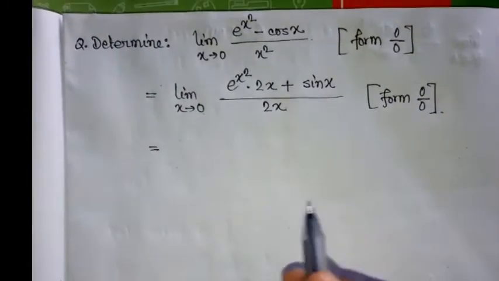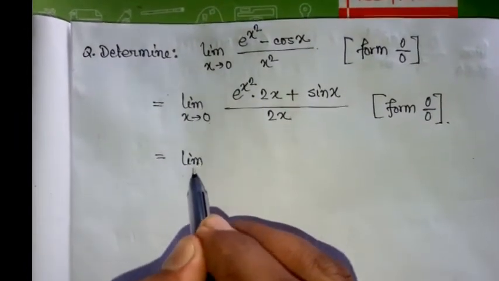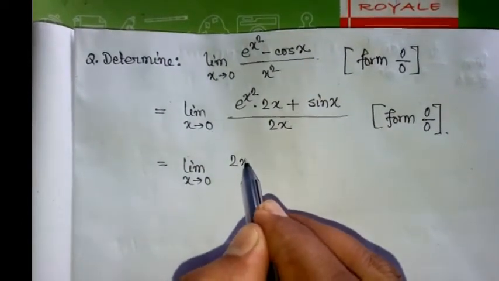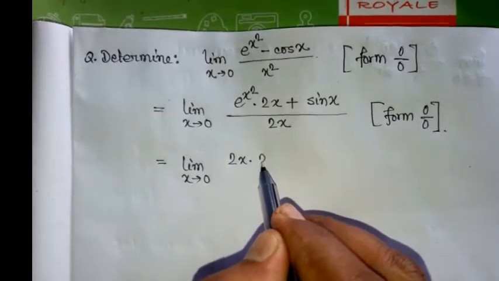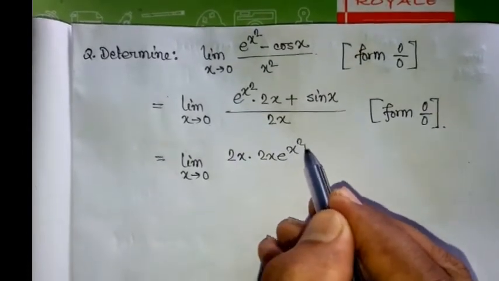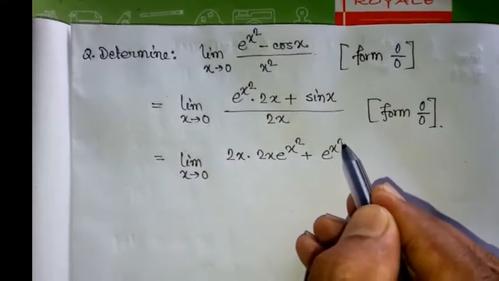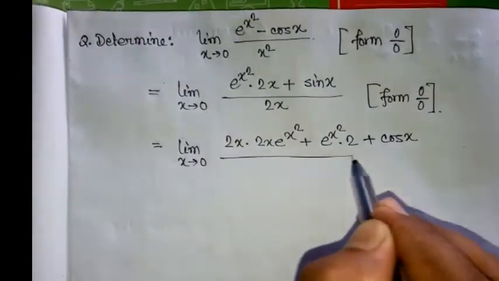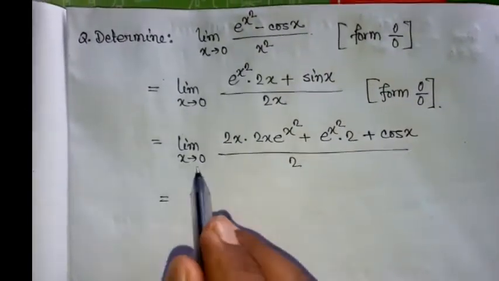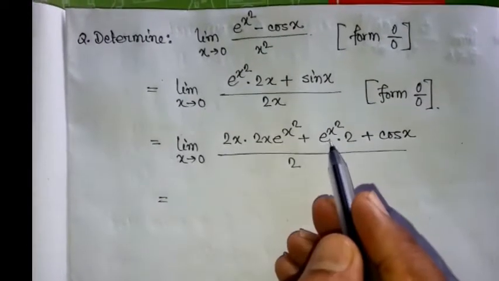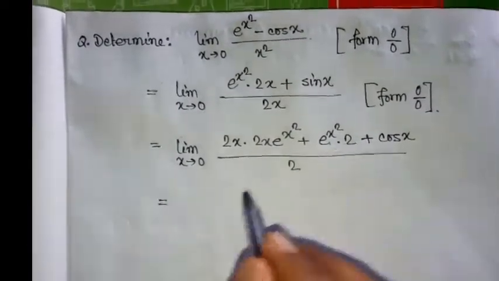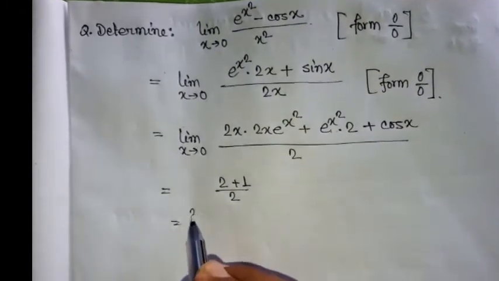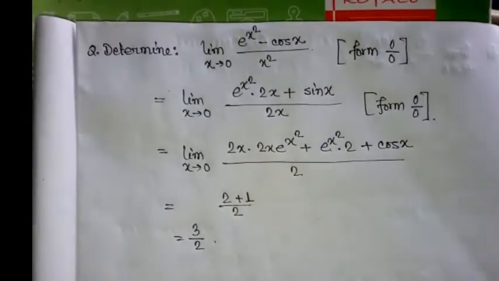So again apply L'Hospital's rule, then limit x tends to 0. If you consider the derivative in the numerator, then it will be the product form, so 2x fixed, and the derivative of e to the power x square is 2x e to the power x square, plus e to the power x square fixed, derivative of 2x is 2, and the derivative of sin x is cos x, by the derivative of the denominator, which is 2. Now you can put the value 0. If you put 0, then this term is 0, this term is 2, plus cos 0 means 1, by 2. That means 3 by 2 is the answer. Understood? This completes the solution.